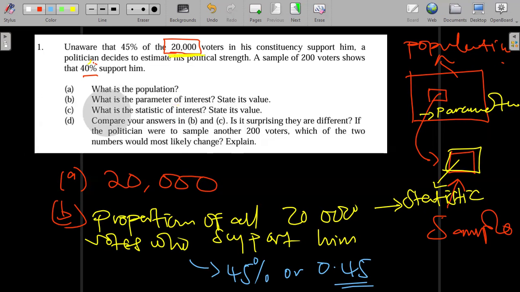All right, so we look at C. C will be similar to what we did on B, but this time we're talking about the statistic. So C, they're saying, what is the statistic of interest, and state its value.